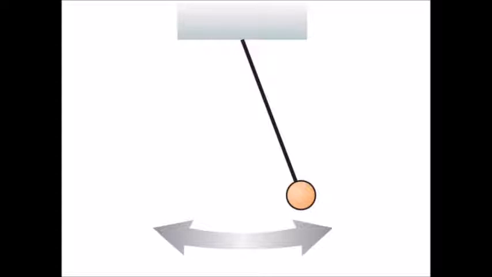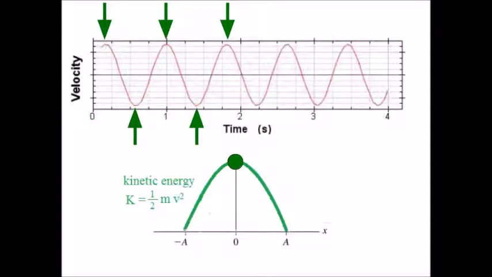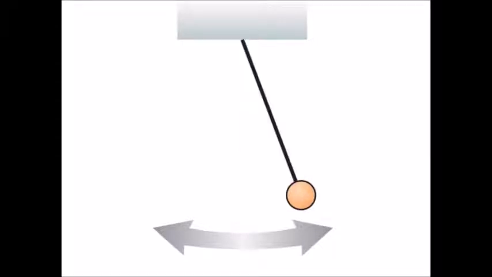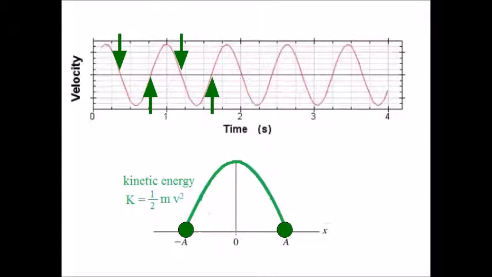And we can also think about energy. Kinetic energy, 1/2 mv squared. Where is kinetic energy a maximum? When your displacement is zero. This is the spot where your kinetic energy is a maximum. Your kinetic energy here is zero. You have zero velocity, zero kinetic energy.